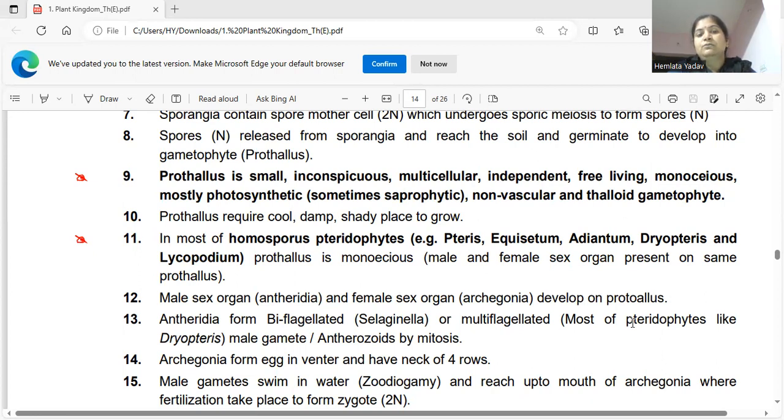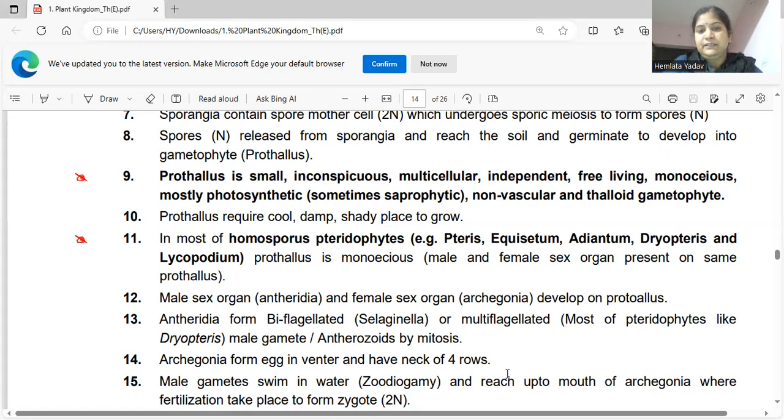Prothallus requires a cool, damp, shady place to grow. In most homosporous pteridophytes, for example Pteris, Equisetum, Adiantum, Dryopteris, and Lycopodium, the prothallus is monoecious. Male and female sex organs are present on the same prothallus.